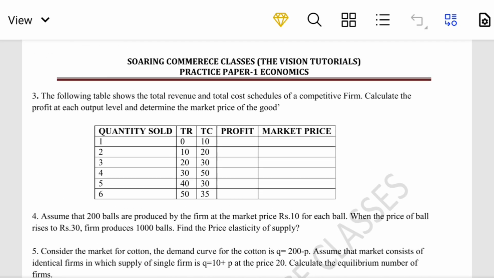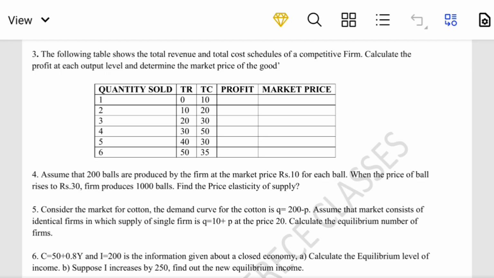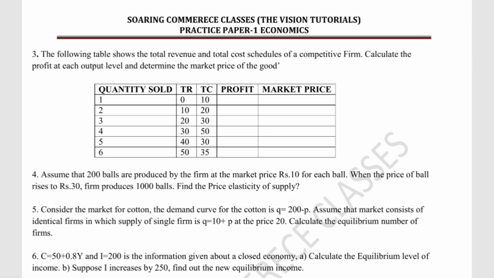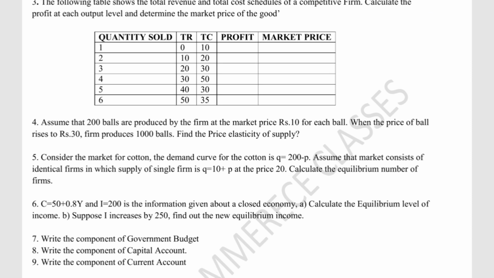So this question is from theory under perfect competition, and this question has been asked in a previous year examination. The next question is from theory under perfect competition itself. The question will be like this. Assume that 200 balls are produced by the firm at a market price of rupees 10 for each ball. When the price of a ball rises to rupees 30, it produces 1000 balls. Find out the elasticity of supply.